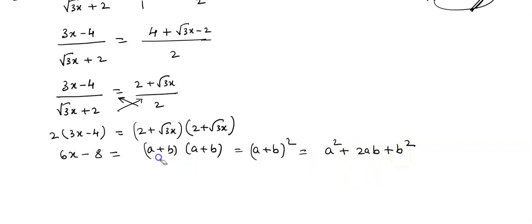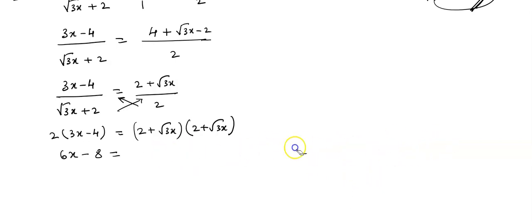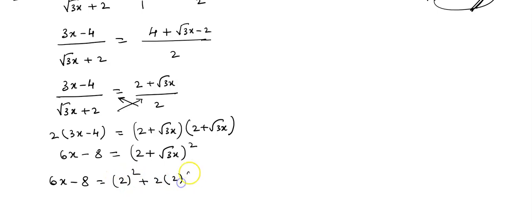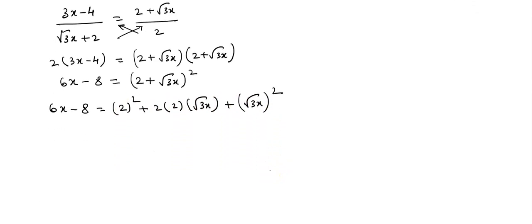So shall we substitute this? Yes, I am going to substitute this identity here. A plus b into a plus b will become a plus b the whole square. That is 2 plus root 3x whole square. Got it? Then again 6x minus 8 is equal to a square, a means 2, a square plus 2 into a into b, a means 2, b means root 3x, plus b square, b means root 3x whole square. A square plus 2ab plus b square. Any doubts? Concept clear? Good.